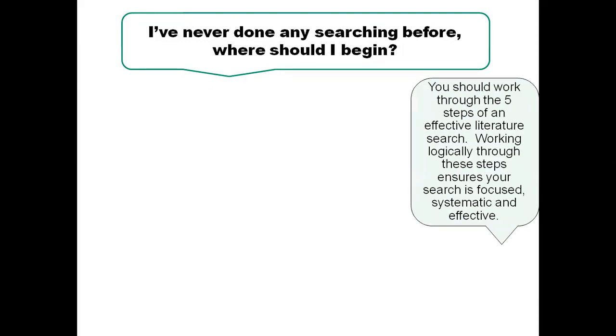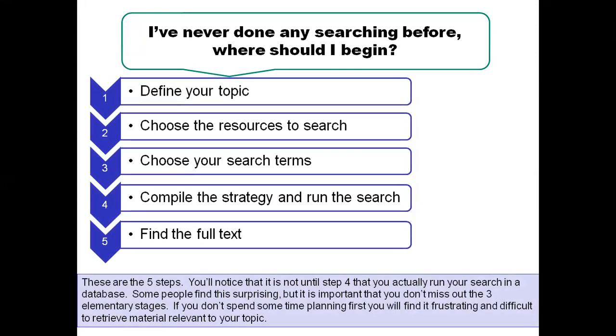You should work through these 5 steps of an effective literature search. Working logically through these steps will ensure your search is focused, systematic and effective. First of all, you have to describe, define and specify your topic: what you are going to search, what your problem is. It means you have to construct your question and extract keywords and key terms from it, which you will use for the search.